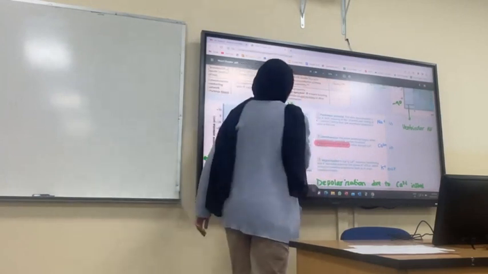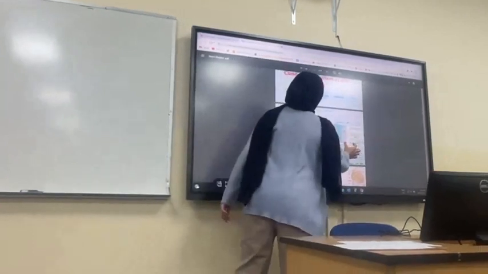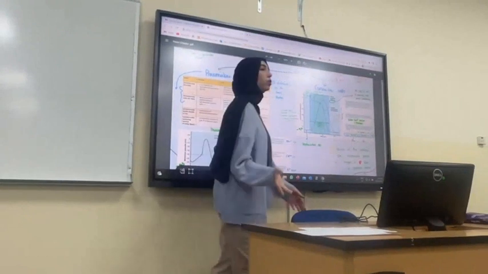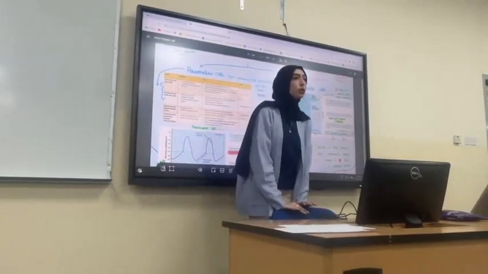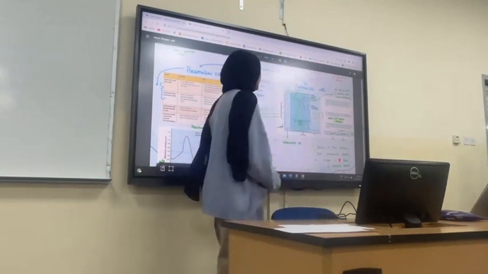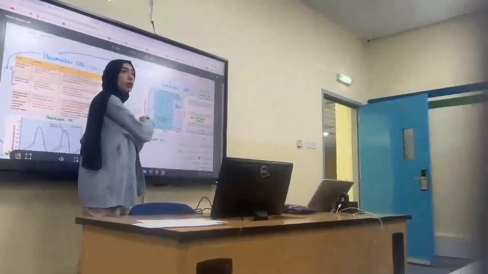Okay, so we're done with this. Now we're going to go to contractile cells. As you can see, you took the muscle chapter last semester, and you also know how the action potential is generated there, right? And this doesn't look like the one that we're used to.